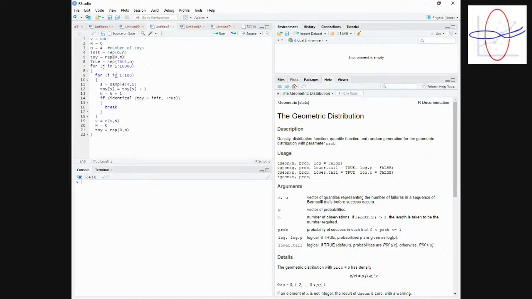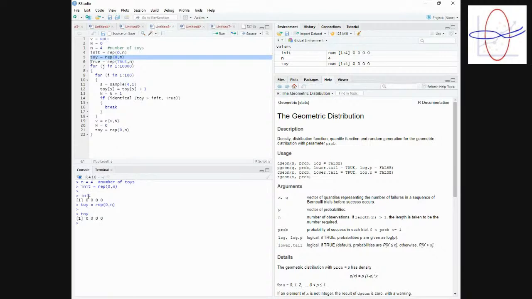For i in 1 to 100, what we are doing is seeing how many tosses it takes to get all the toys. Initially we have 0 0 0 0 for n equal to 4 toys. Toy is 0 0 0 0. We are storing how many of each toy we have initially got.